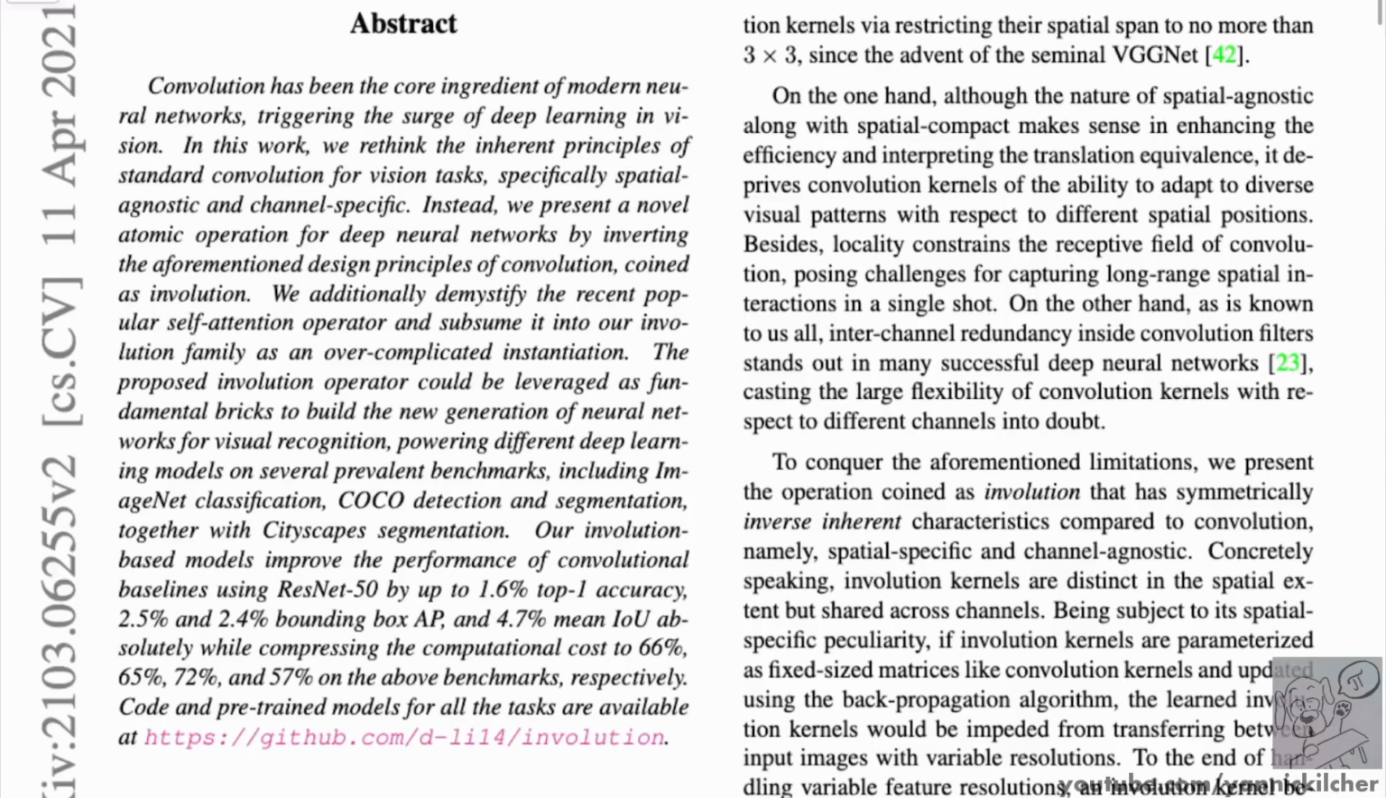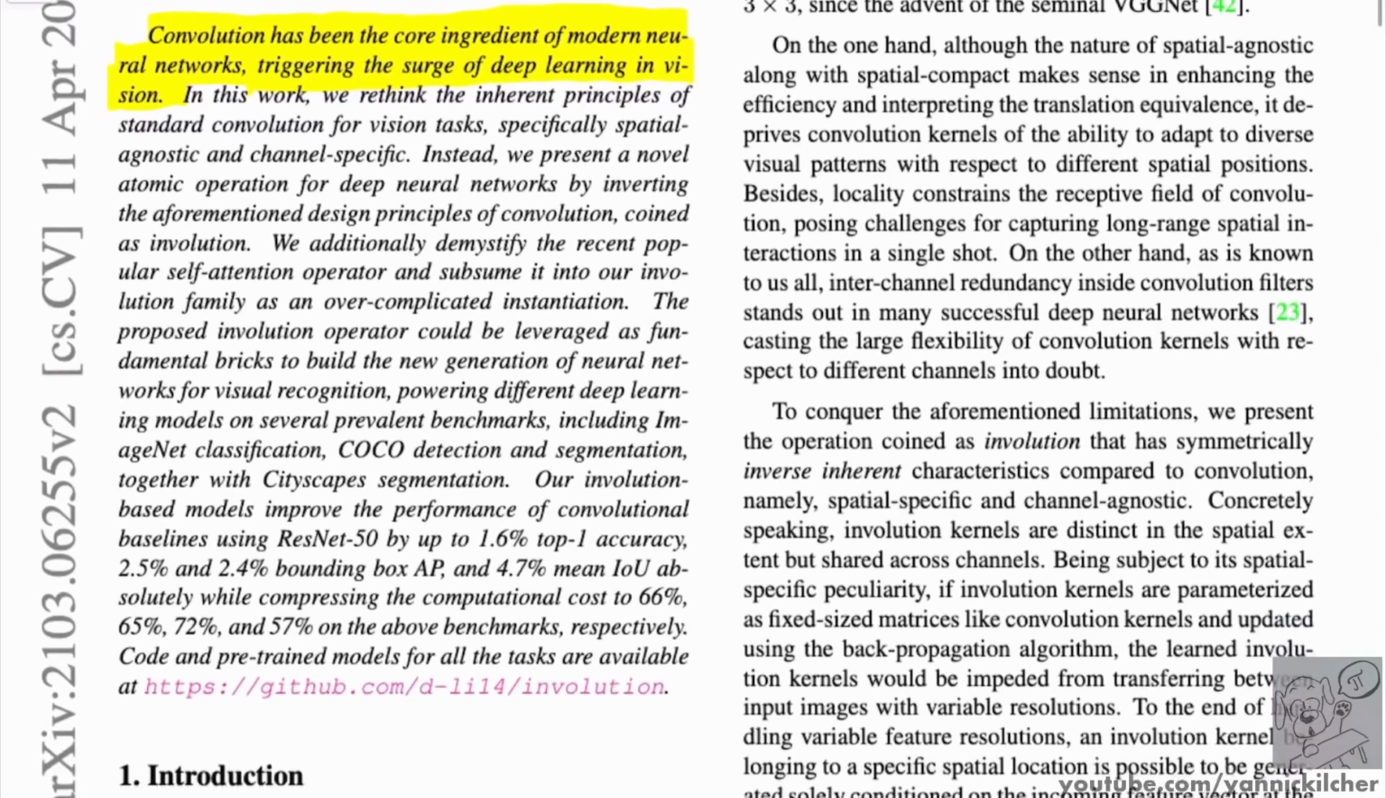So they say here in the abstract, convolution has been the core ingredient of modern neural networks, triggering the surge of deep learning in vision, which, correct, AlexNet, ResNet, etc. Even though transformers are slowly taking over computer vision, convolutions are still very, very much used. And if you're not on a super large scale problem, a convolutional neural network is still very probably the best way to go if you have a computer vision problem.